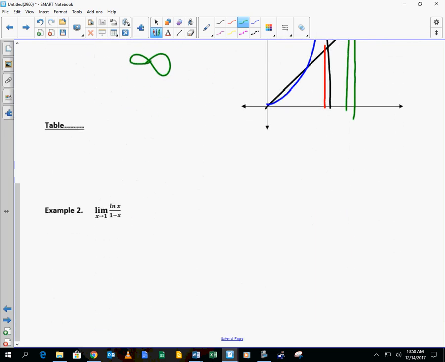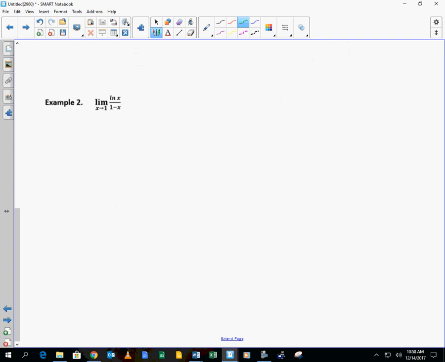Let's look at an example that we wouldn't know how to do yet. Limit as x goes to 1 of natural log of x divided by 1 minus x. Now, some of you don't remember, but do you know what the natural log of 1 is? That means e to what power is 1? E to what power is 1? 0. If you don't know, you can type natural log of 1 on your calculator. It'll come up with 0.